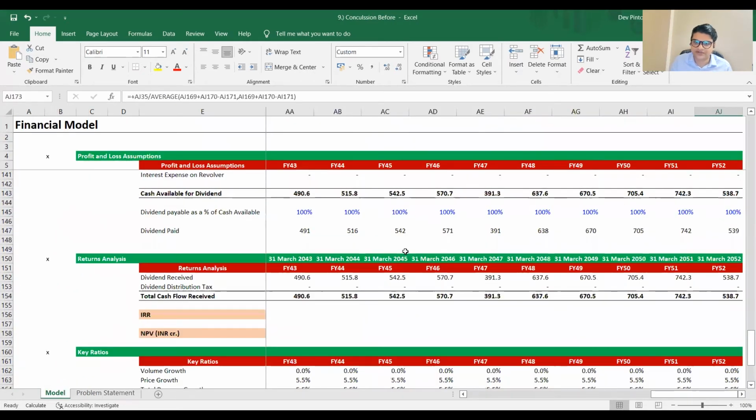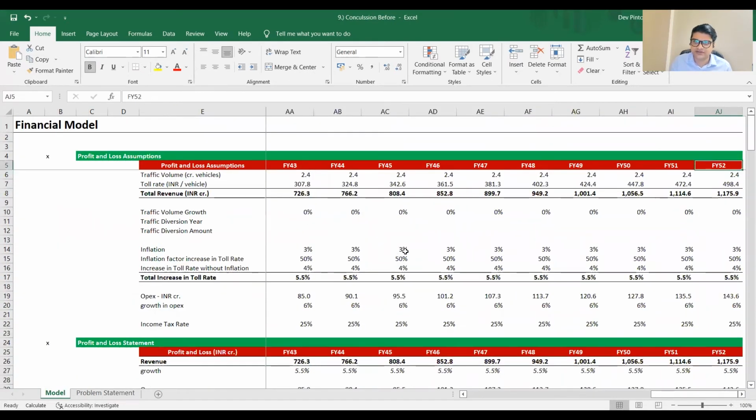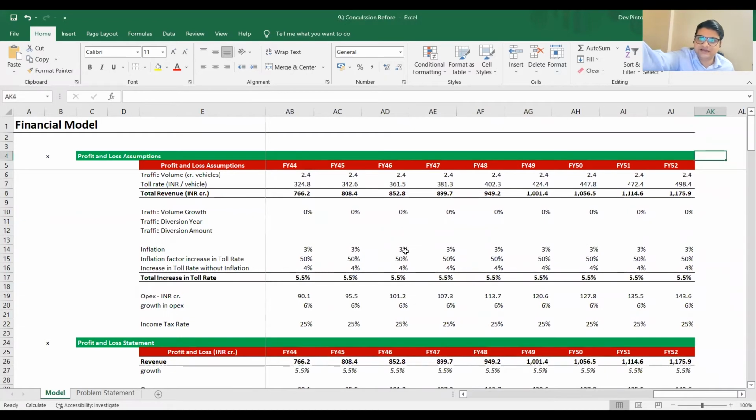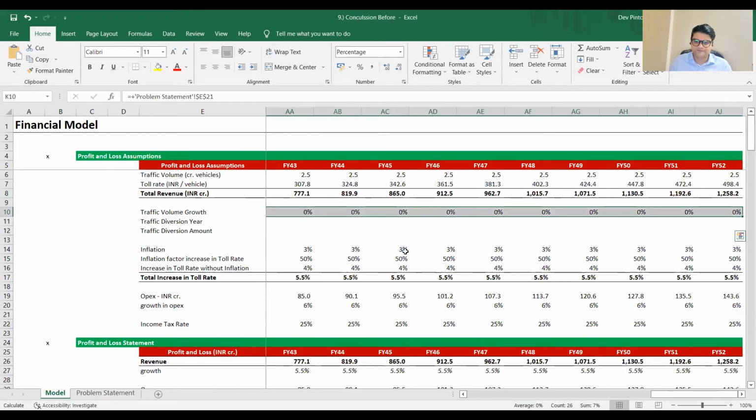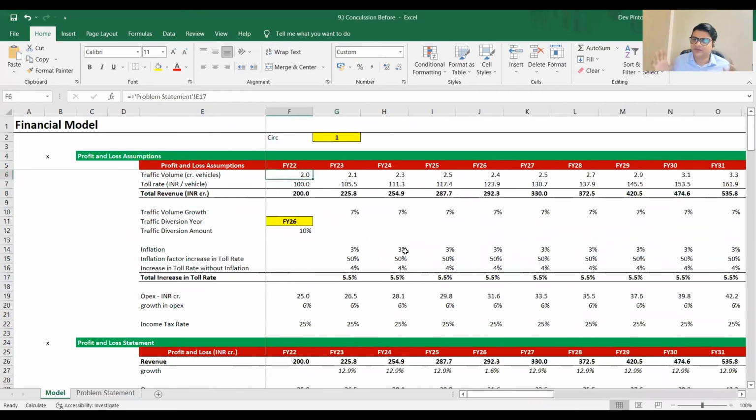So that being said, let me just go back and change this. Change the linking. And yeah, we have a fully functional three-statement model for a toll road asset.